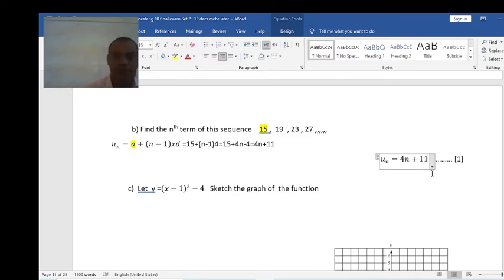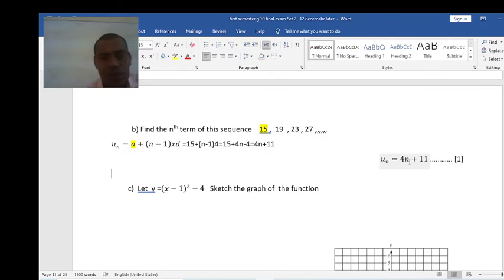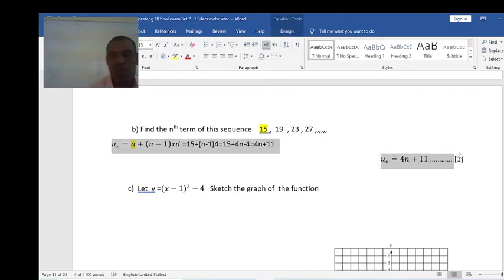If you want to check, just use substitution. This is the first, the second, the third. I will use the third term, meaning n equals 3. 4 multiplied by 3 is 12. Plus 11. 12 plus 11 is 23. So it is correct. I wish that you got the point. How can you find the nth term of any sequence?